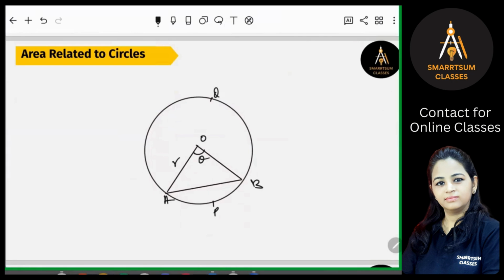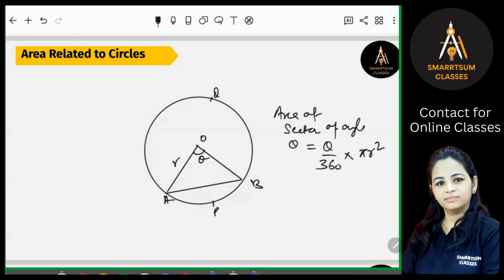So what will be the area of the sector of this angle theta, right? So what is the sector here? This whole is the sector, right? Okay, and if we want to find the area, we have just calculated this: area of the sector of angle theta will be equal to theta upon 360 degrees into pi r square, right?